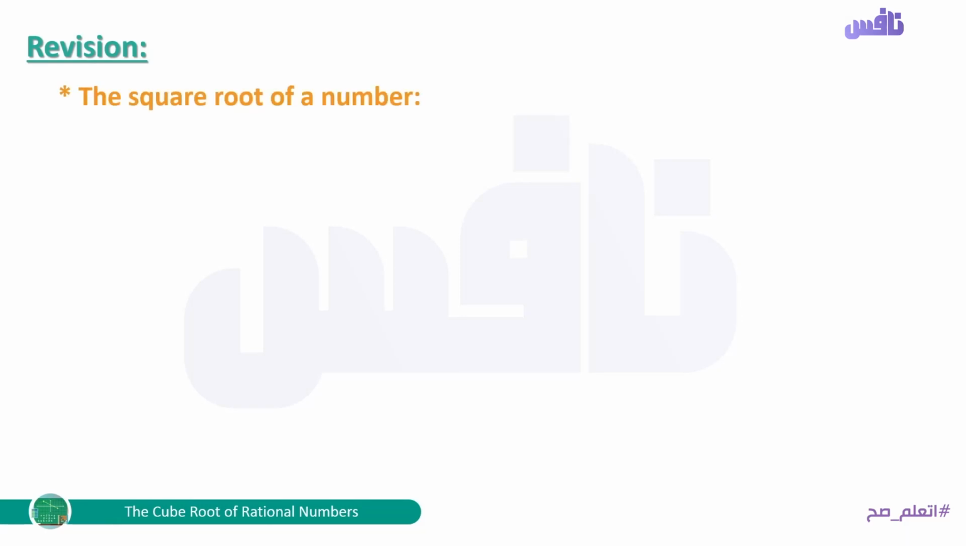Also, we are going to revise the square root of a rational number. This lesson we studied in first prep stage. Square root 4 equals 2 because 2 power 2 equals 4. Negative square root 4 equals -2. Okay? Positive or negative square root 4 equals positive or -2, as you see. So the square root may be positive, may be negative, may be positive or negative.